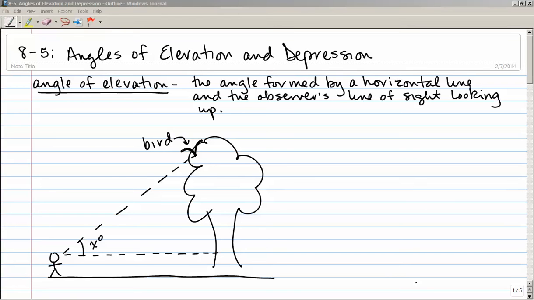Section 8.5 is on angles of elevation and depression. The angle of elevation is the angle formed by a horizontal line and the observer's line of sight looking up.